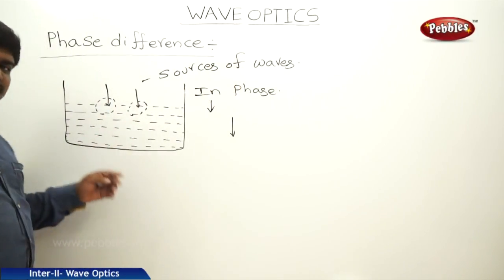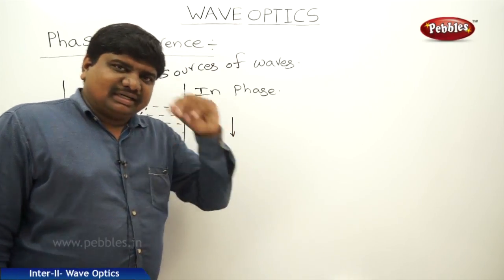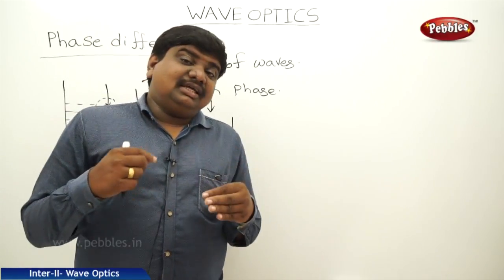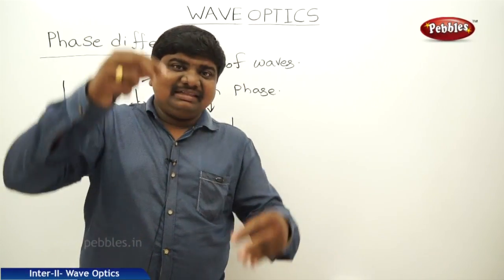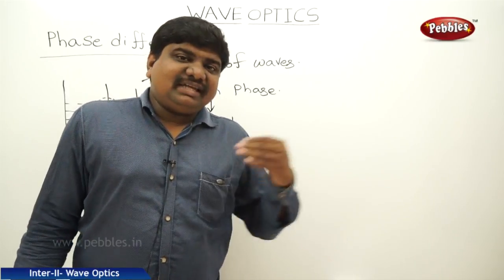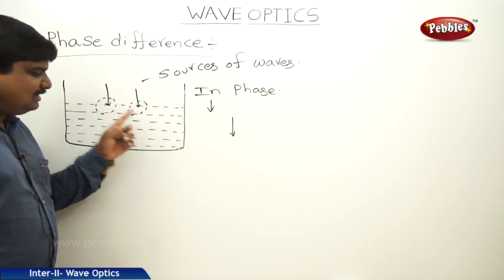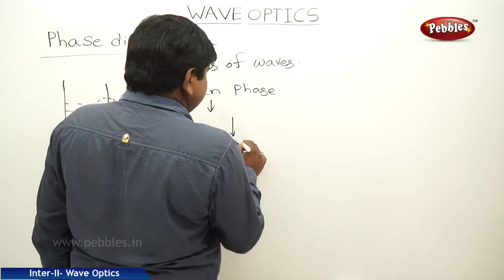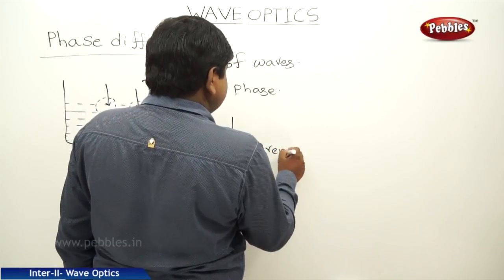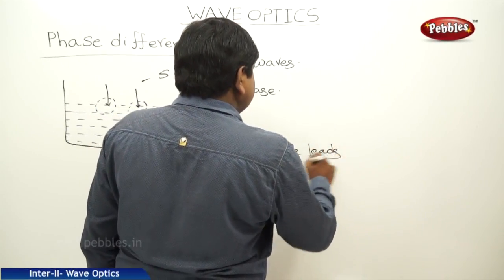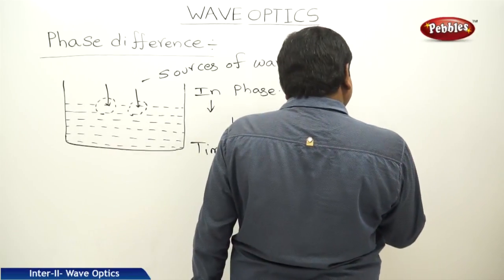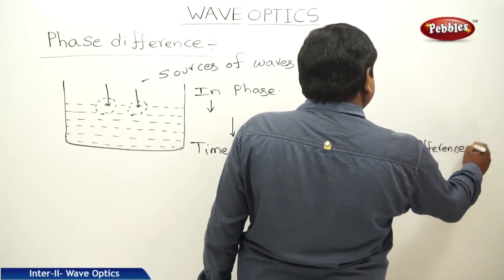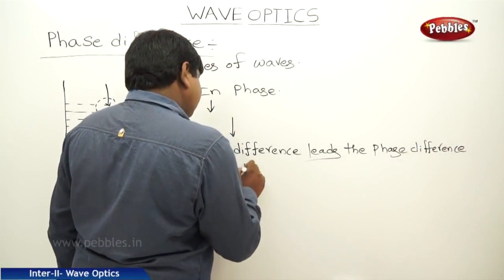In this example, both the sources disturbed the water at the same time, but in the example I have shown, the sources are maintaining a time difference. This time difference leads to a phase difference between the waves.